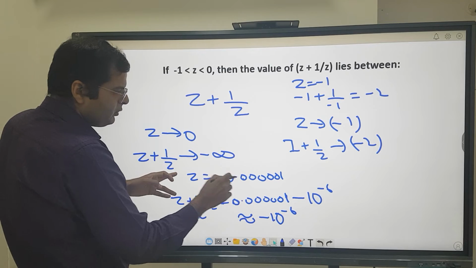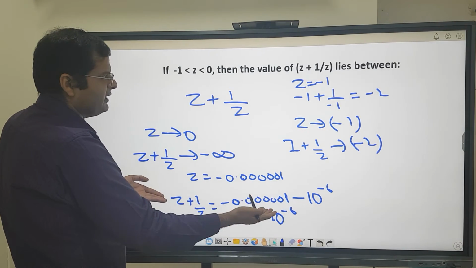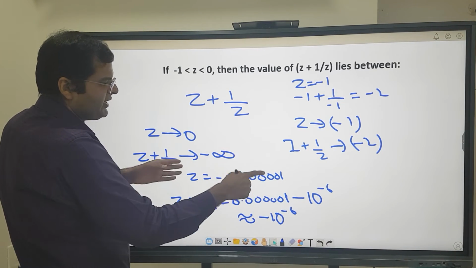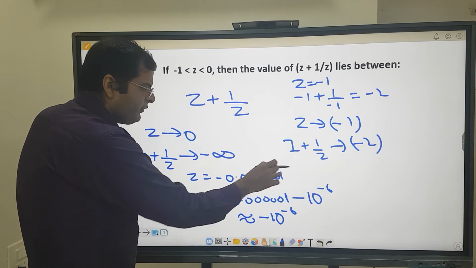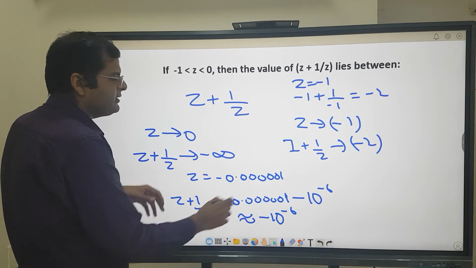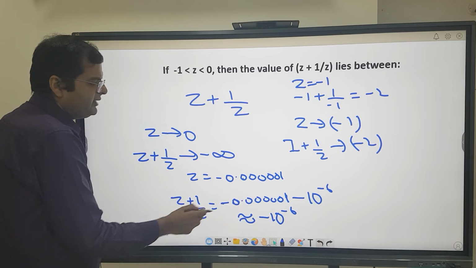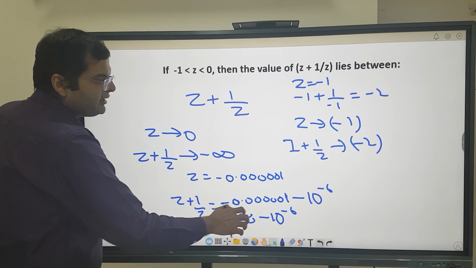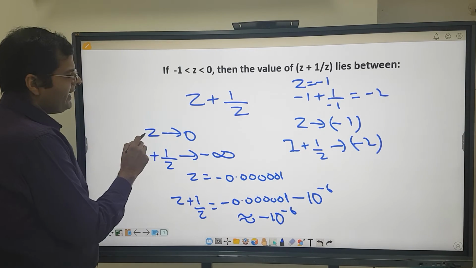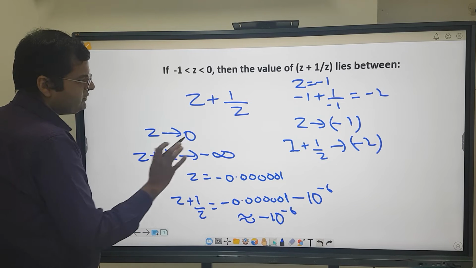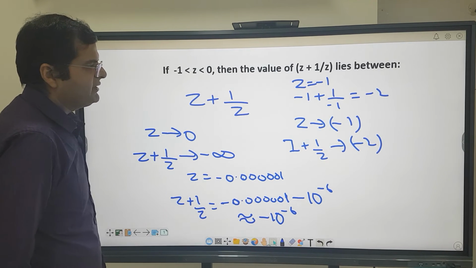So if you decrease z further, when I say decrease z in terms of value, as you approach 0 further, this will increase further more. So ultimately this will go towards a negatively very huge number. So as z approaches 0, z plus 1 upon z approaches minus infinity.